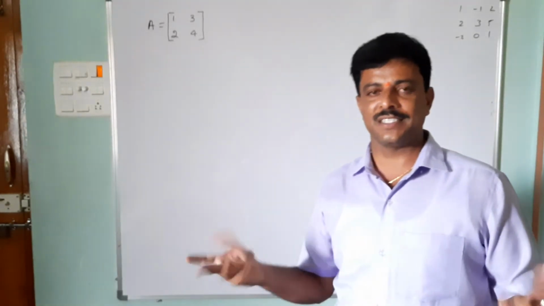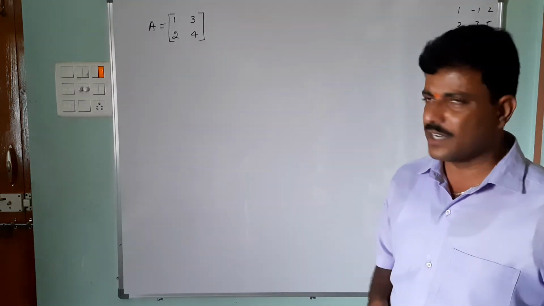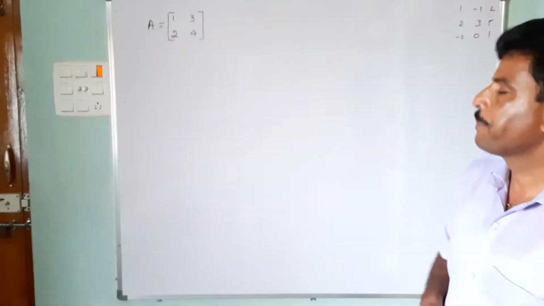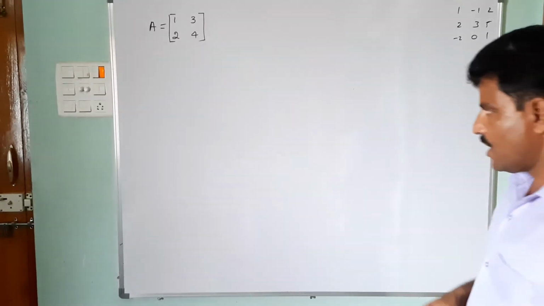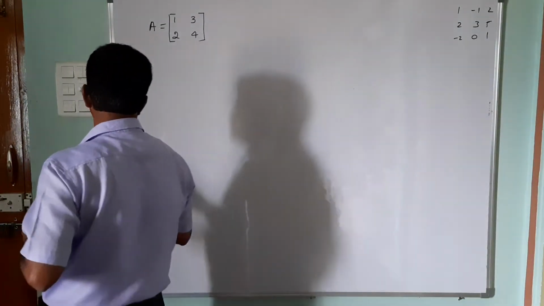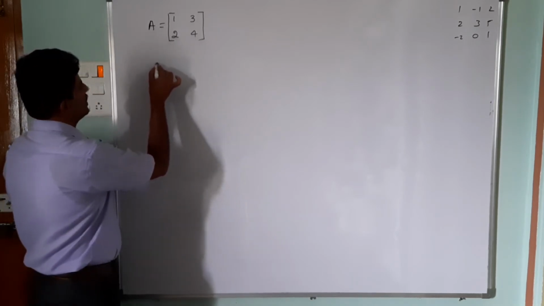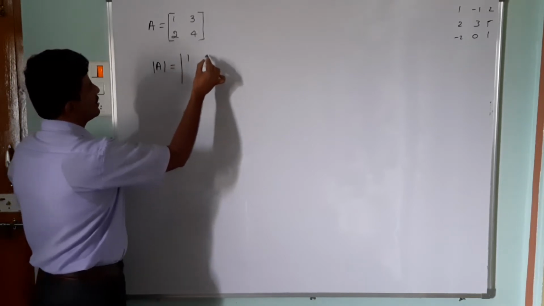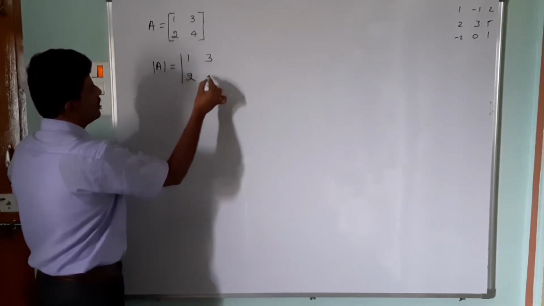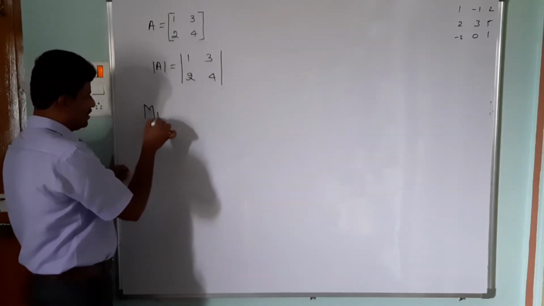Singular matrix will not occur here, because the determinant of A does not become 0. So therefore this is 100% non-singular matrix. Okay, so A is equal to 1, 3, 2, 4. A is a square matrix. So first you take the determinant of A, which is 1, 3, 2, 4. So first find out M11.